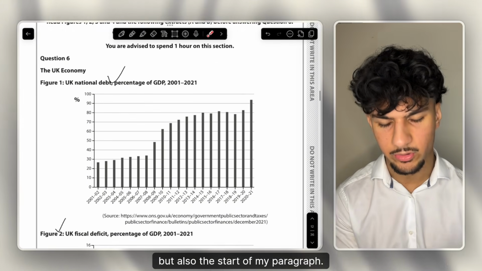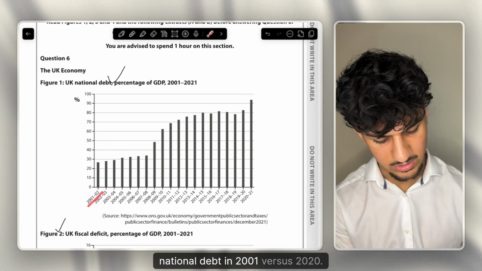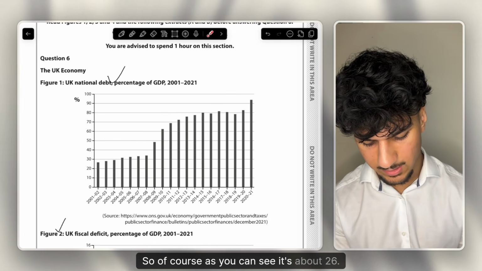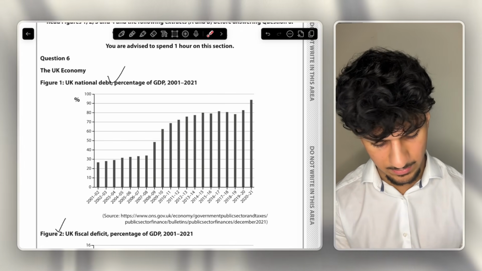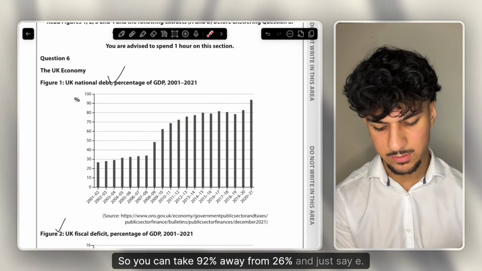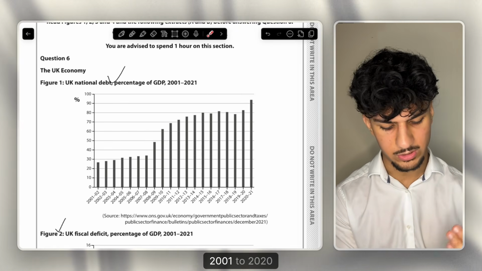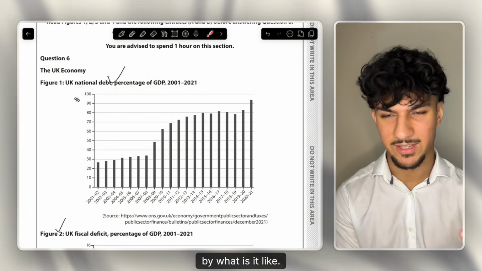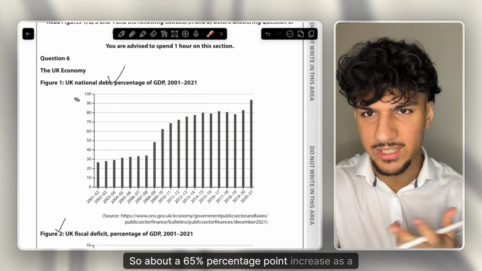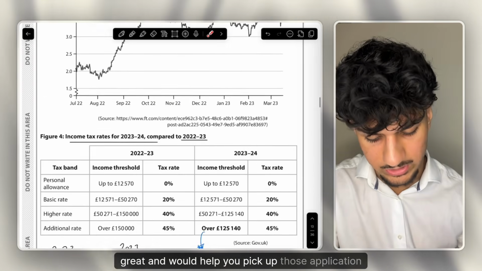But also at the start of my paragraph, of course, I talk about national debt as a concern. So I could work out the difference between national debt in 2001 versus 2020, maybe calculate percentage change, maybe percentage point difference. So of course, as you can see, it's about 27% there, and in 2020 it is around 92%. So you can take 27% away from 92% and just say, e.g., national debt has increased as a percentage of GDP from 2001 to 2020 by, what is it, like 70%? So about a 65 percentage point increase as a percentage of GDP in national debt, of course, at the start of your paragraph would be great and would help you pick up those application marks, of course.